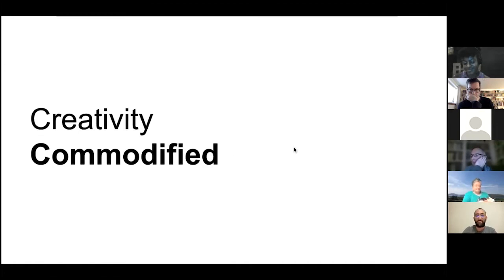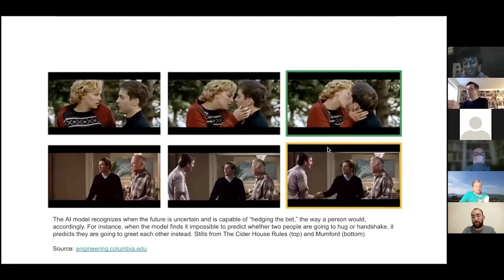And so the first stage of it is that to be creative, to create something, is becoming commodified. And the second stage is that normally we think, okay, when I want to create something, when I want to generate an idea, I have to think about possibilities, about what could be. And that's also something that is increasingly going to be done.